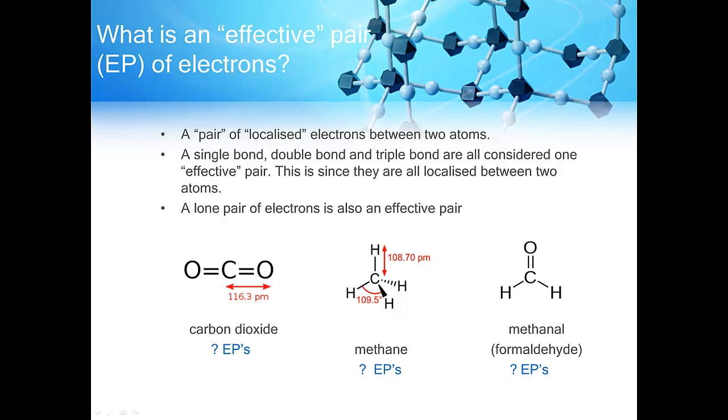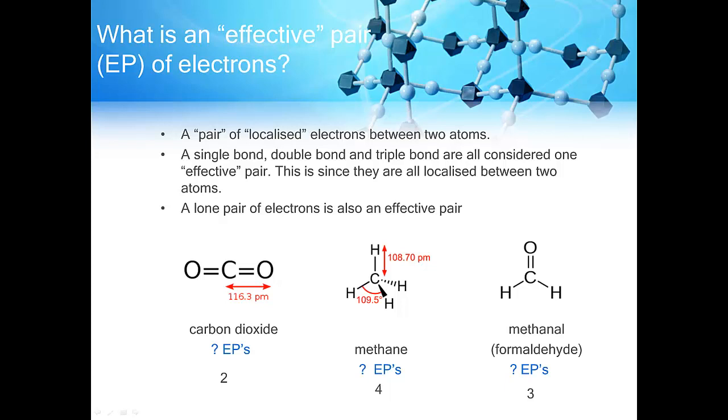So carbon dioxide, how many effective pairs does it have? It's got 2 effective pairs. Methane, 4 effective pairs. Methanal or formaldehyde, 3 effective pairs. 2, 4, 3. We're just counting how many groups of electrons are around that central atom. It can be a single bond, a double bond, a triple bond, or a lone pair. And that is an effective pair, in the effective pair method.